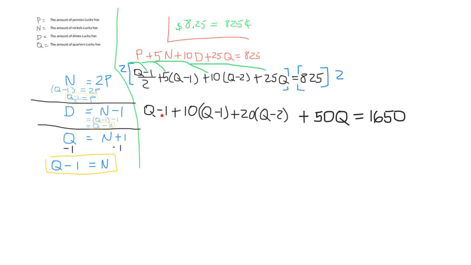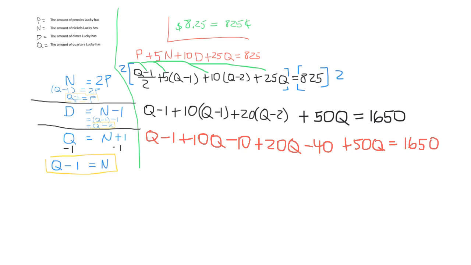Now at this point, there's not much we could do to simplify this, but let's distribute the 10 into this quantity. Let's distribute the 20 into this quantity because that's what PEMDAS says we should do. Before we add any of this stuff or combine like terms, if there's an opportunity to multiply something, we're going to want to do that. We could distribute the 10 here. We could distribute the 20 there. So I'm just going to rewrite this equation where it's q minus 1 plus 10q minus 10 after distributing, plus 20q minus 40, plus 50q, and that's going to equal 1650.